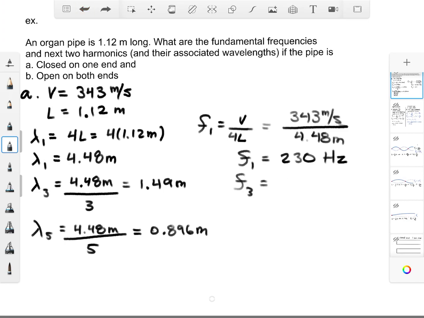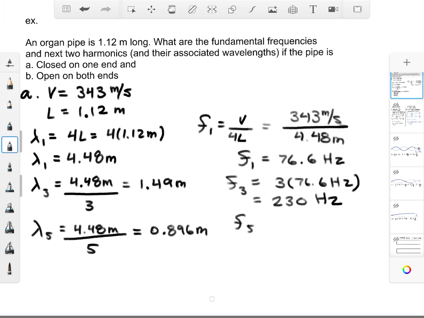Hold on. Made a mistake. I'm sorry, guys. I'm looking at notes that I wrote before I made the video. They're a little messy. 343 divided by 4.48 is 76.6 hertz. So my next possible frequency is going to be F3, 3 times 76.6 hertz. That's the one that's equal to about 230 hertz.